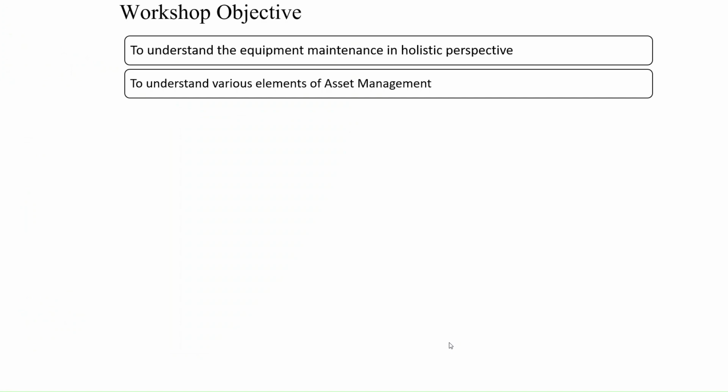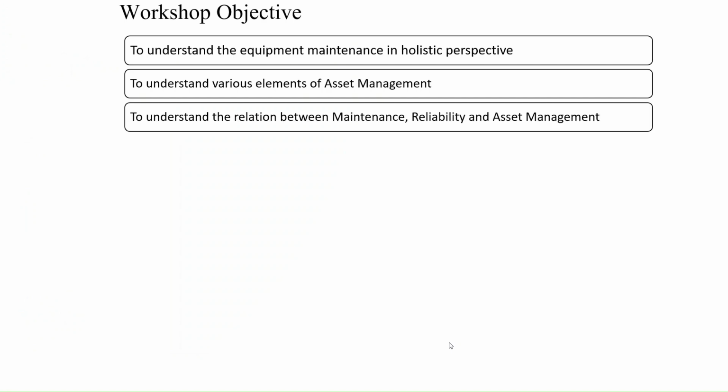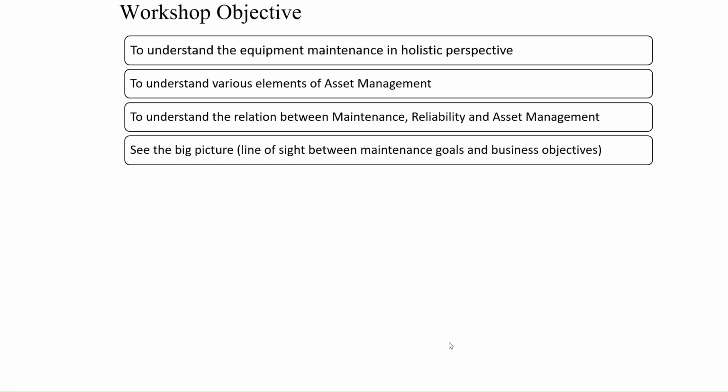Understand the link between maintenance, reliability, and asset management. Discover how maintenance practices influence reliability and align with broader asset management strategies. See the big picture, connecting maintenance goals to business objectives. Recognize how effective maintenance supports productivity, profitability, and risk reduction.